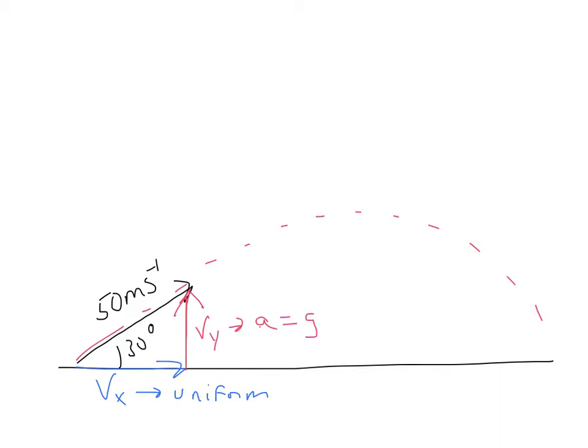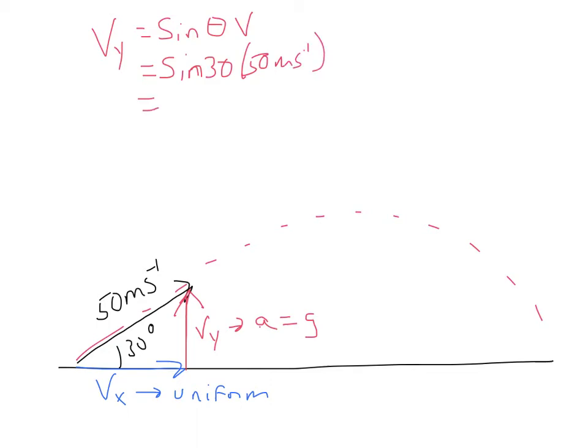We can figure out what each of these initial velocities are using our trigonometric functions. So our y component, that's the opposite side, so we're going to use sine. So sine theta times the initial velocity, which is equal to sine of 30 times 50 meters per second. And if we calculate that through, we get an initial y component of 25 meters per second.